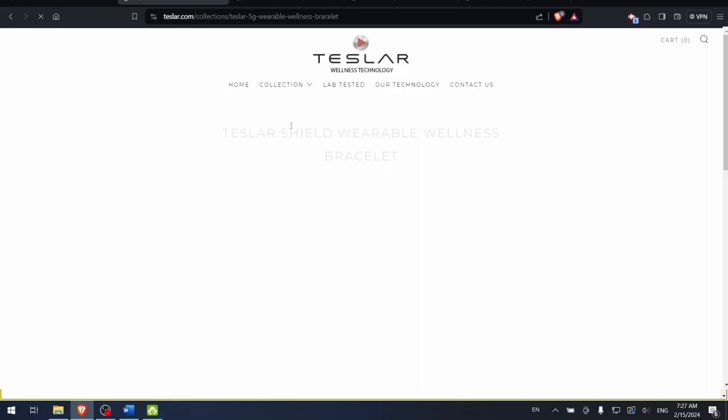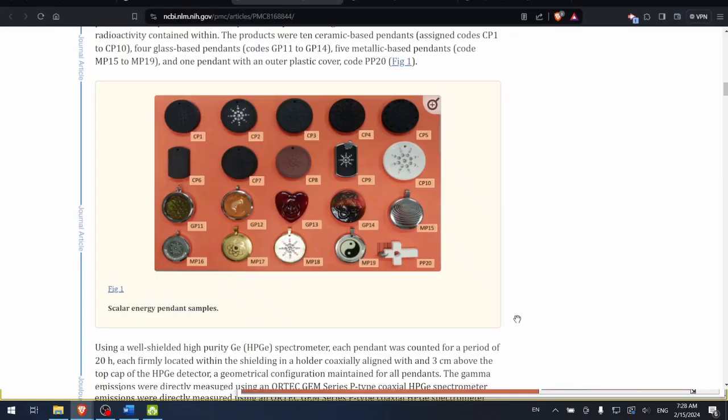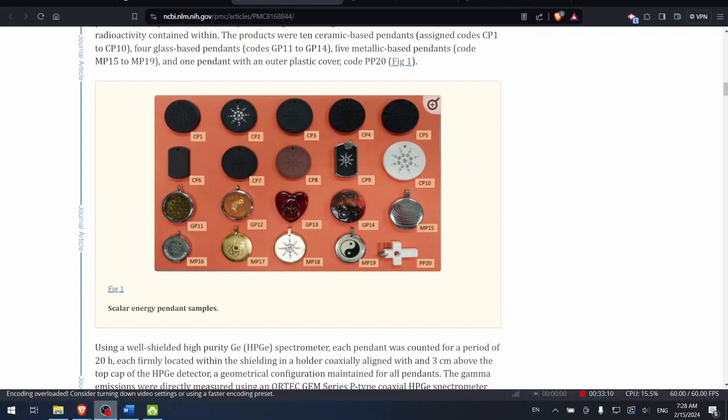So the next thing is scalar energy pendants. And I actually have one of these. I'm going to show you a picture here. If you're watching here on screen, I don't know if this will show up. No, that'll show up there, I guess. So there's the deal with these scalar energy pendants. I'm just going to show you here. We'll get to what this picture is in just a second.